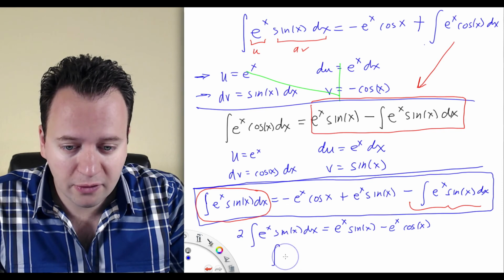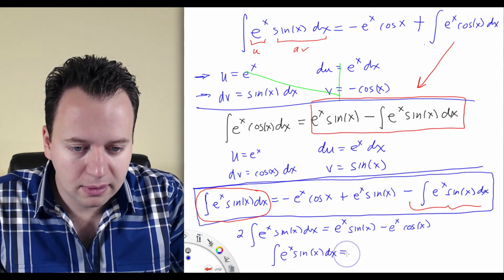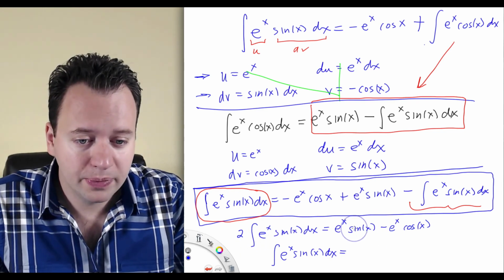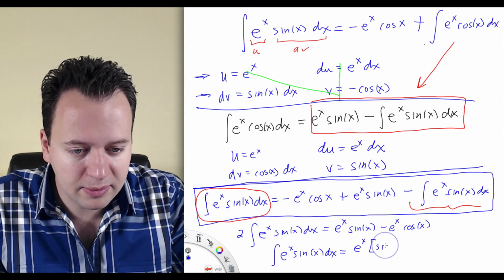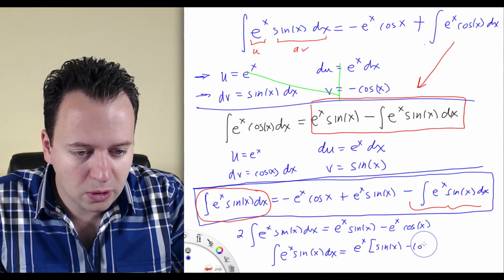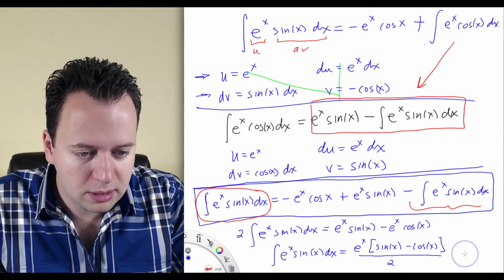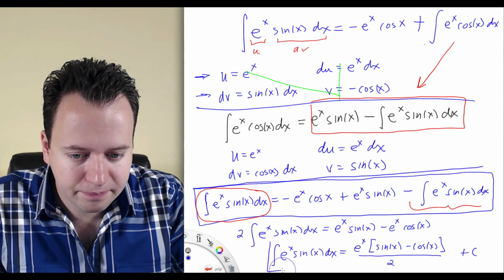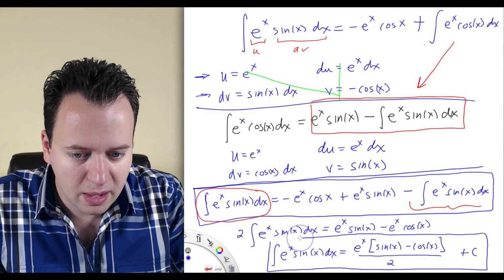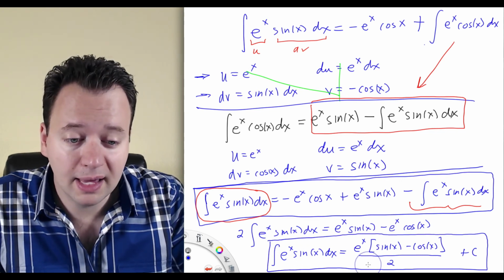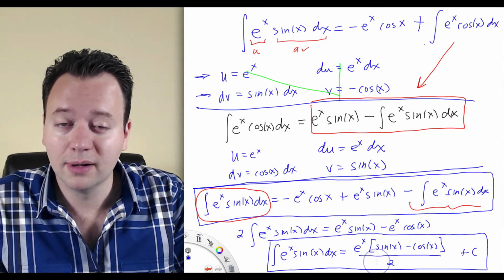Now, to finish it off, the integral of e to the x sine of x dx, all we have to do is divide by 2. And I'm also going to factor out an e to the x just for good measure. It's e to the x times sine of x minus cosine of x, divided by 2. And then we need the plus c. So the integral of e to the x sine of x dx is e to the x times the quantity sine of x minus cosine of x, all over 2.